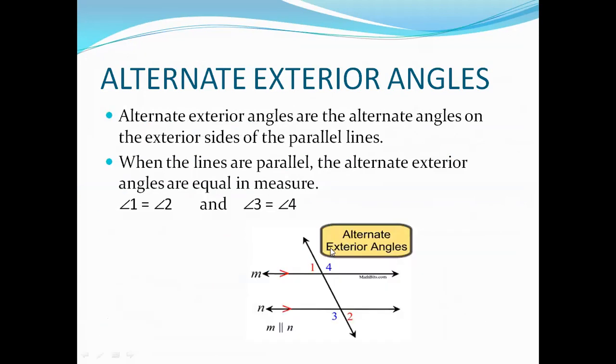Coming to alternate exterior angles, they will be on the exterior side of the parallel lines. Exterior means bahar ki taraf. So here line L and M are two parallel lines. I have represented them parallel by these red arrows, and they are intersected by a transversal. When I draw a Z in between these parallel lines, angle 1 and angle 2 will be on the exterior of the two parallel lines.